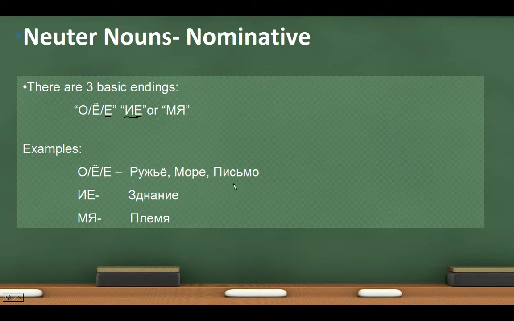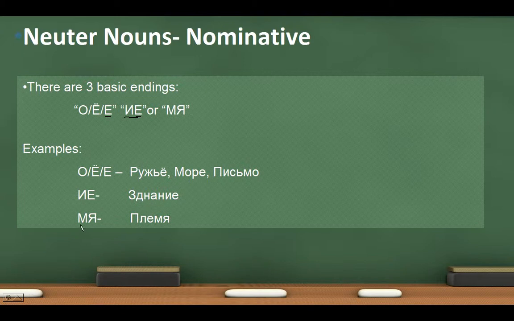The -о ending would be письмо, which means letter. The -ё ending would be ружьё, which means gun. And the -е ending would be море, which means sea, as in S-E-A. Then here is the -ие ending for здание, which means building. And the -мя ending, meaning племя, which is tribe.